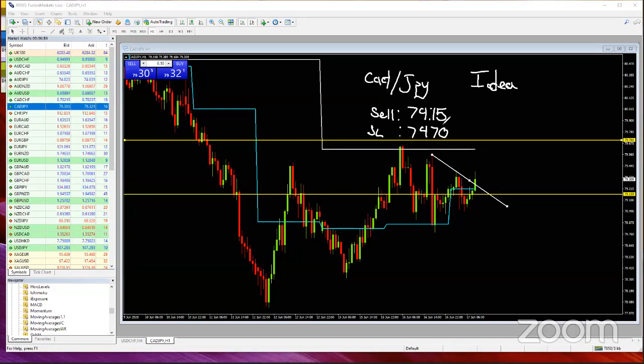So we've got to wait for about 4 minutes just to see what it looks like. But if it can start to weaken here, then I will place that order in the market.